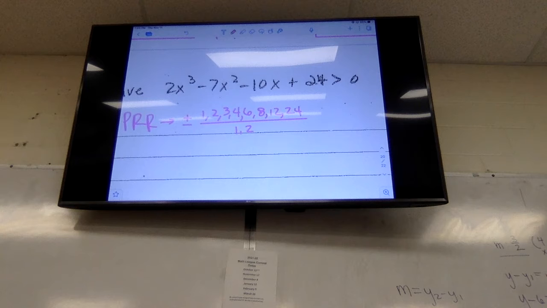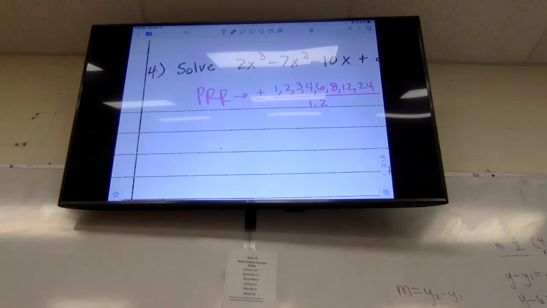If we didn't know, we'd have to start at positive 1. Plug it in, see if it works. Negative 1, plug it in, see if it works. What works first is negative 2. We've already practiced plugging it in. I don't need to practice that today. So the first one that works is negative 2. So let's do our synthetic division with that.